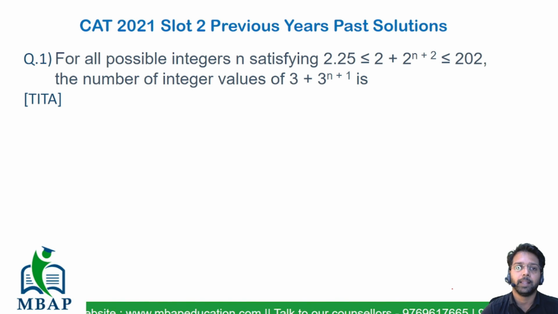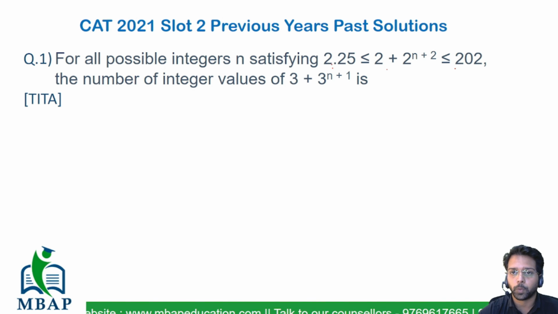Cool. Let's have a look at the actual questions which came in the year 2021 of the CAT examination. Starting with the first question. As you can see on the screen, the question says, for all the possible integers n satisfying 2.25 is less than or equal to 2 plus 2 raised to n plus 2, which is less than or equal to 202, the number of integer values that 3 plus 3 raised to n plus 1 can take is what? It's a TITA question, so you would have to solve and type in the answer.